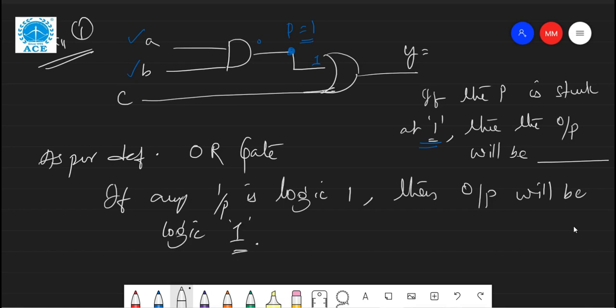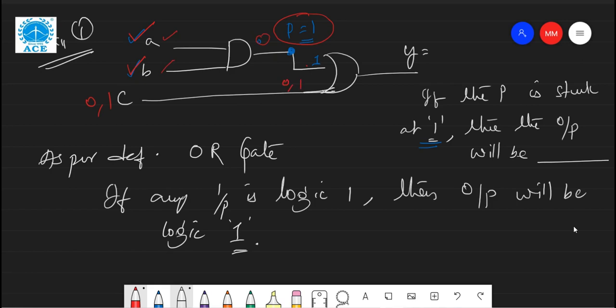Is it right? Okay, let us see this one. See, this is stuck at 1 at this point P, right? Now, if I want to give 0 or 1 at the C, forget about this, okay? So it is definitely this output of AND gate does not depend on the A and B values because it is stuck at 1, right? Now, if I have C value either 0 or 1, okay?